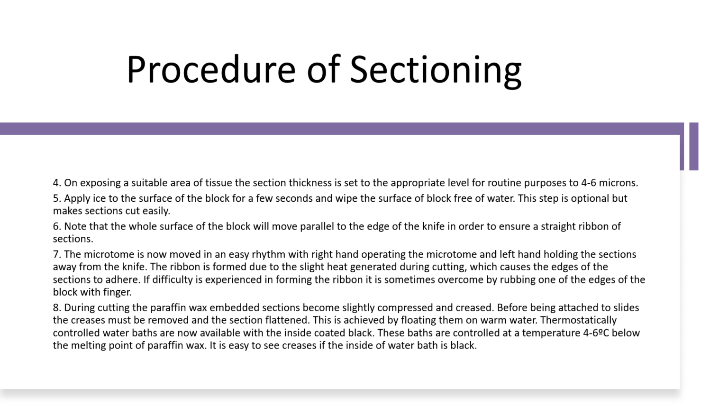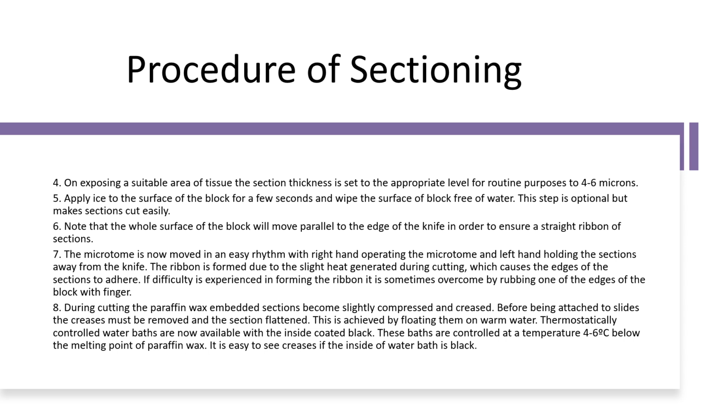If difficulty is experienced in forming a ribbon, it is sometimes overcome by rubbing one of the edges of the block with a finger. During cutting, the paraffin wax embedded section becomes slightly compressed and creased. Before being attached to the slide, the creases must be removed and the section flattened. This is achieved by floating them on warm water.